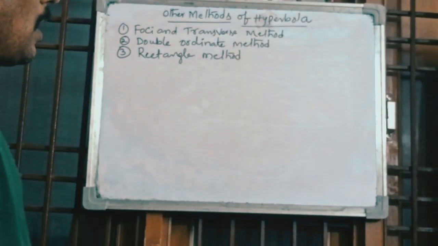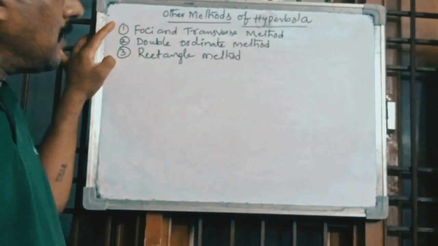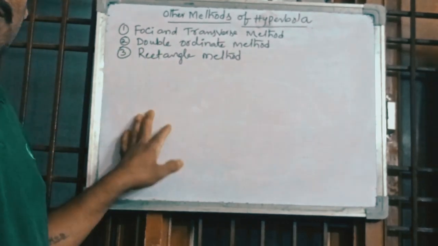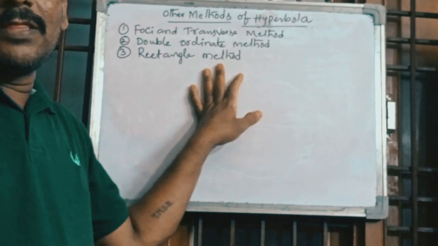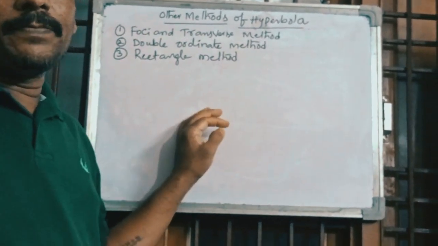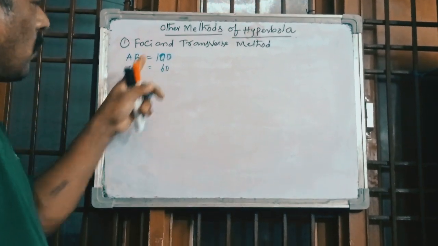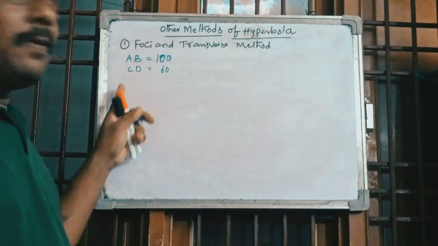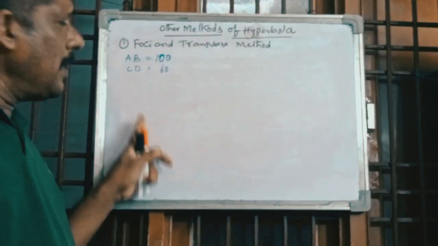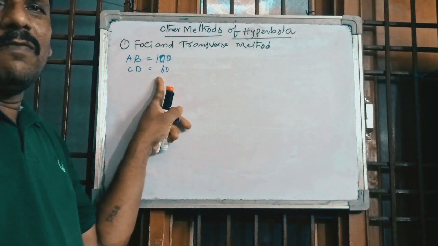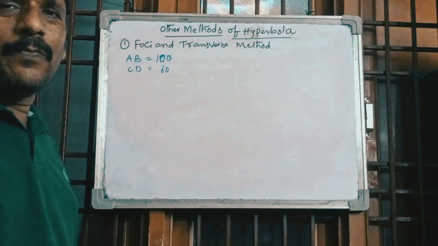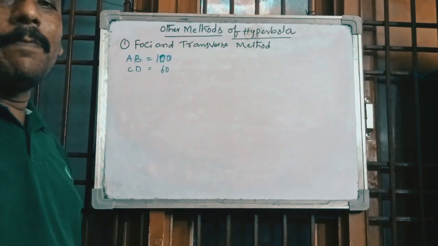Other methods of hyperbola has three sub-methods. The first one is foci and transverse method, the second one is double ordinate method, and the third one is rectangle method. First we will discuss the foci and transverse method. Here the question is: the distance between foci is given as 100 mm and the distance between the vertex points V1 to V2 is given as 60 mm. By using this foci and transverse method, we have to draw the hyperbola.